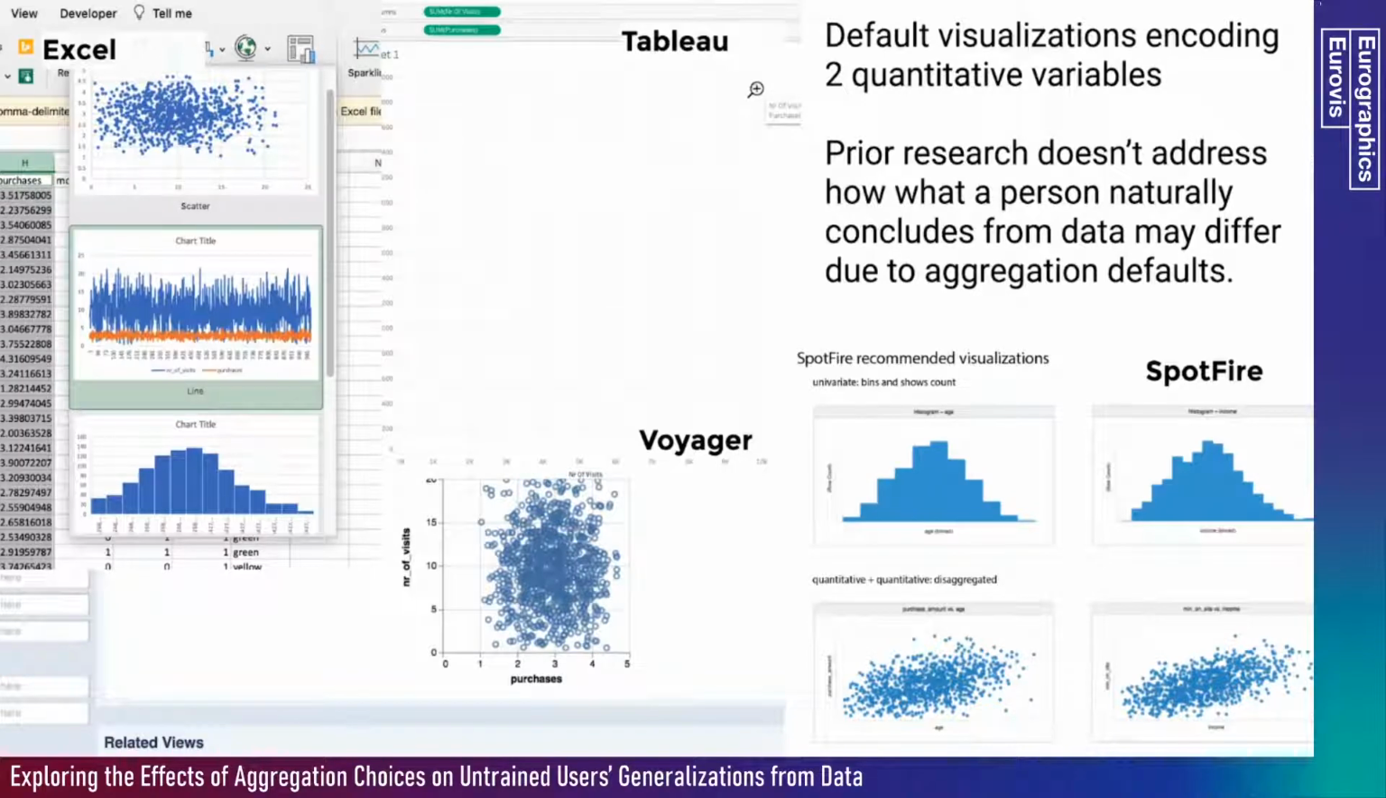Today, different visualization systems use different strategies, with some disaggregating the data by default, while others default to aggregation. And particularly as more and more novice analysts turn to these visual tools for data-driven decision-making, it's important to understand how the nature of a person's inferences and their confidence in those inferences are affected by different aggregation strategies.